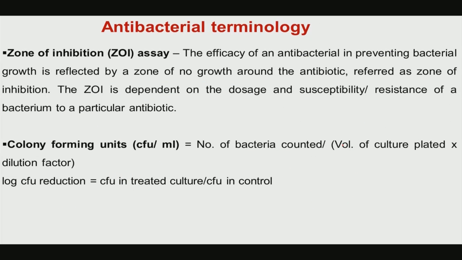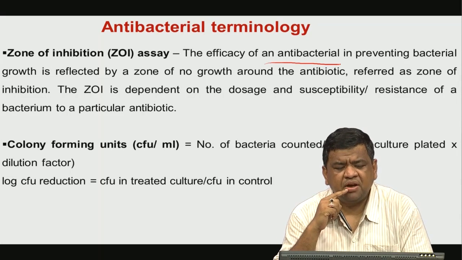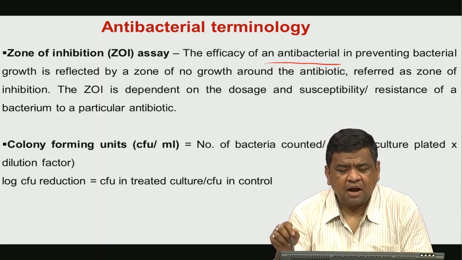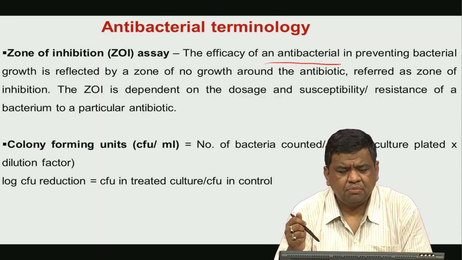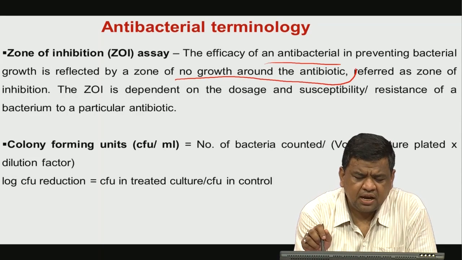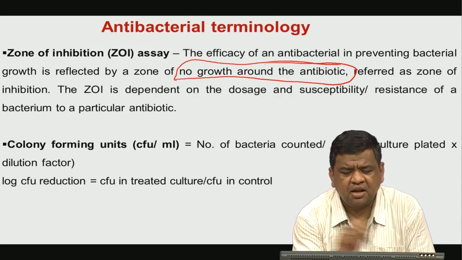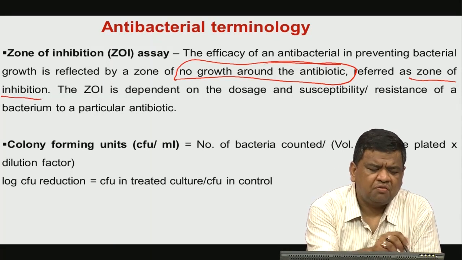The third one is the zone of inhibition assay, which measures the efficacy of any antibacterial in preventing bacterial growth. One has to see where there is no growth of bacteria around the antibiotic, and this is referred to as the zone of inhibition.